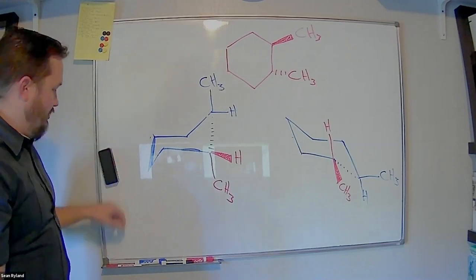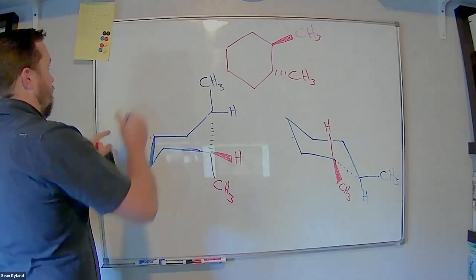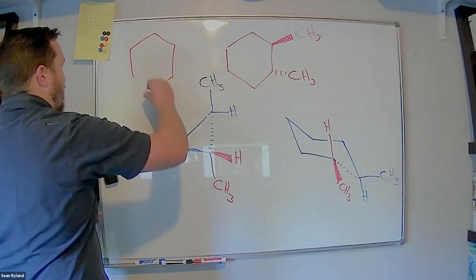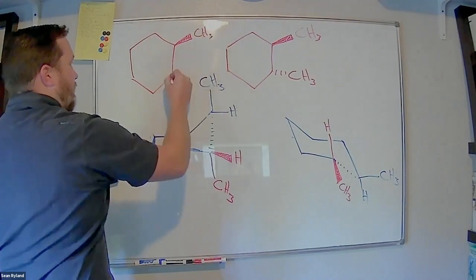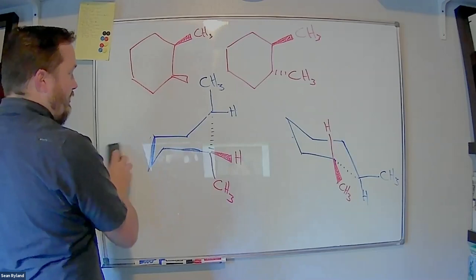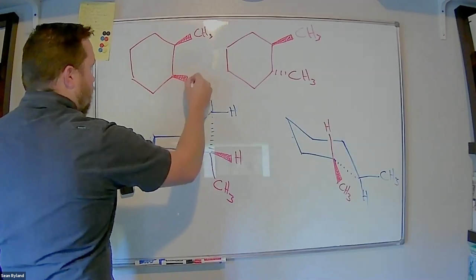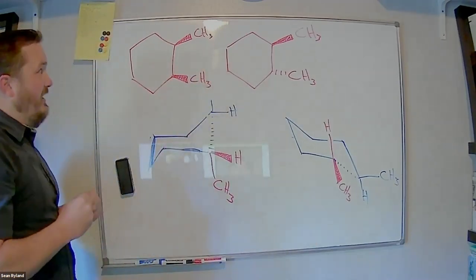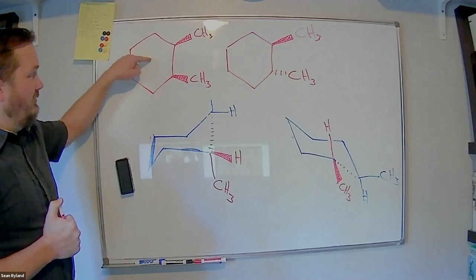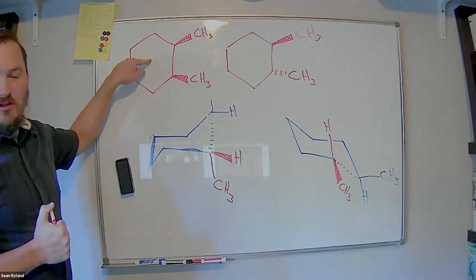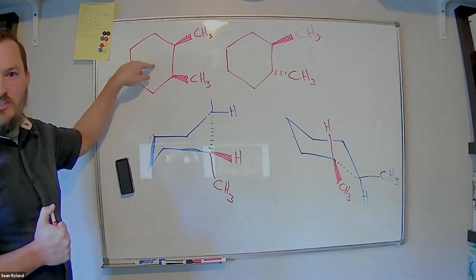So to go back to our original question, out of these two possible conformers, and I didn't leave myself much room here, is one of them significantly more stable than the other? So this one had two chair conformations. Both had one axial, one equatorial. One methyl was axial, one methyl was equatorial, no matter how we drew our chair conformation, right?